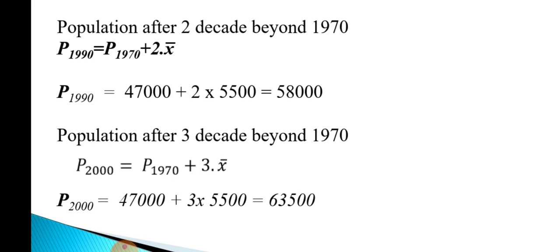Likewise, the population after 3 decades beyond 1970. Again x bar is the same, only n varies. n will be 3 after 3 decades, that means in 2000. So the population in 2000 is equal to the population in 1970, the present population which is already known, plus n into x bar, where n is 3 and x bar is 5,500. Substitute these values and find the population for the year 2000. So this is how we compute the population by the arithmetic average method. I hope it is clear.